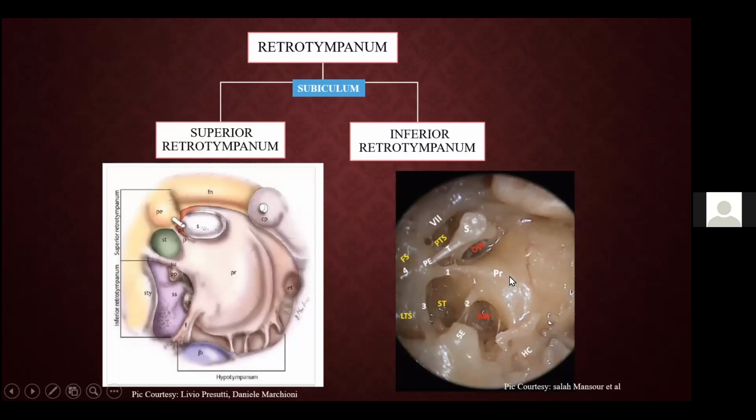If we see in an endoscopic view, this is the right ear of the patient, and this is the retrotympanum part, in which we can see the subiculum. The part which is above the subiculum is the superior retrotympanum, and the part which is below it is the inferior retrotympanum. This will be the funiculus. So this is the retrotympanum.